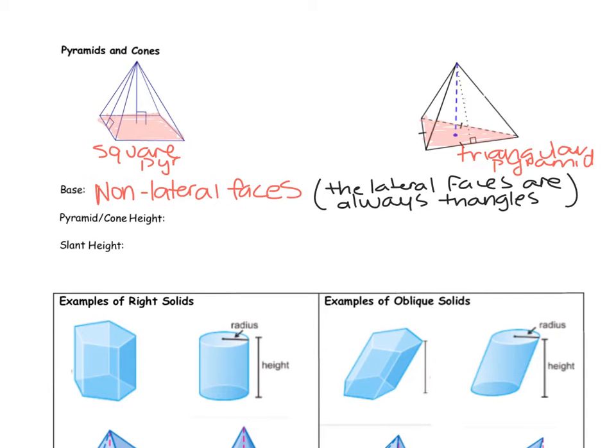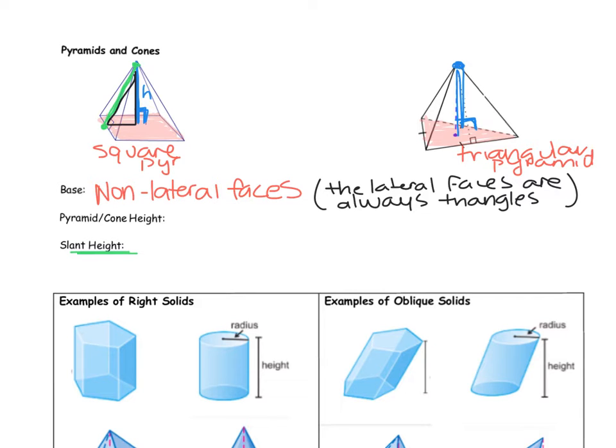Also, just like in a prism and in a cylinder, cones and pyramids have a height that is perpendicular to the base. So the height goes from the point at the top, called the apex, perpendicular to the base. Cones and pyramids also have another part called the slant height, and the slant height goes from the apex to the midpoint of one side, forming a right triangle inside that pyramid.